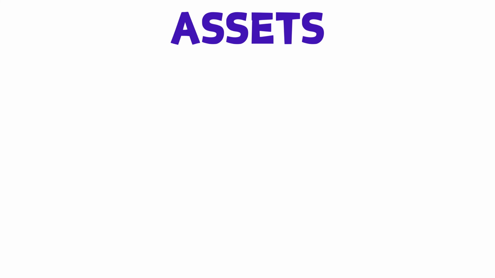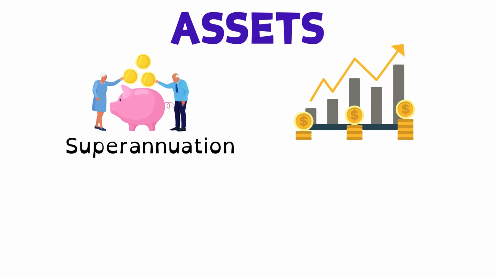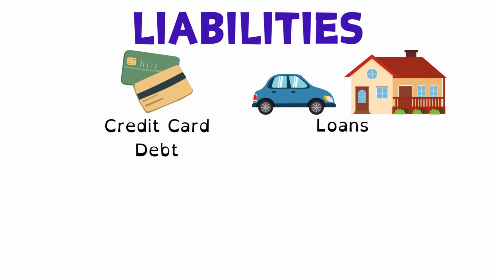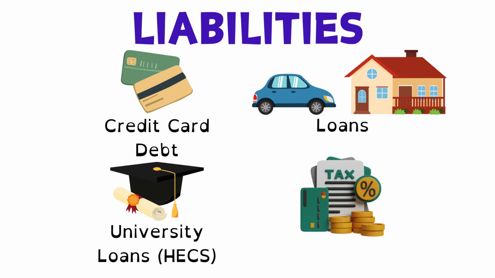Assets are resources that can make money or be converted into money. These could include superannuation, shares, property, or business. Liabilities are debts and things that take money away from you. This could be credit card debts, car loans, home loans, student university loans, and tax debts.